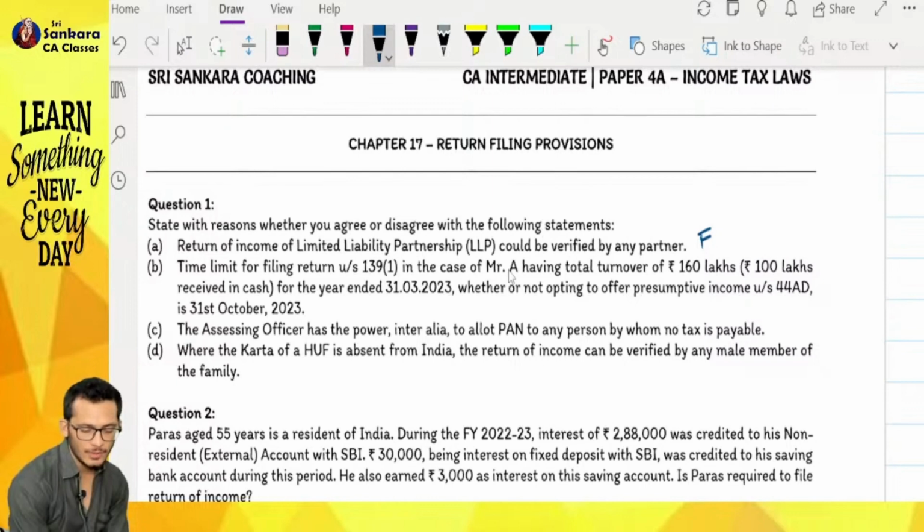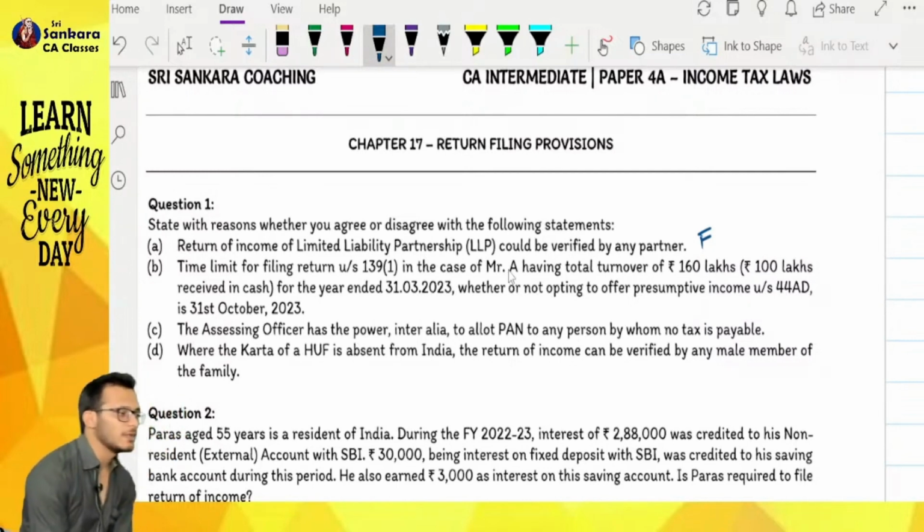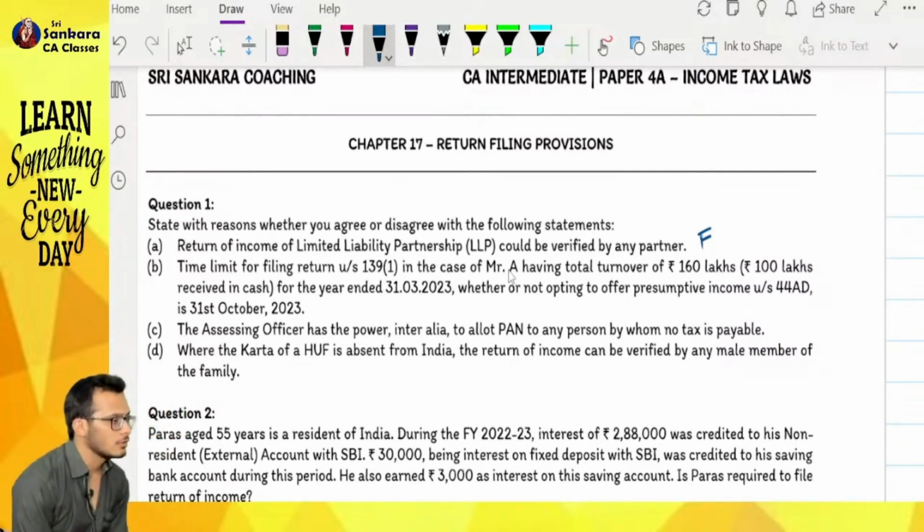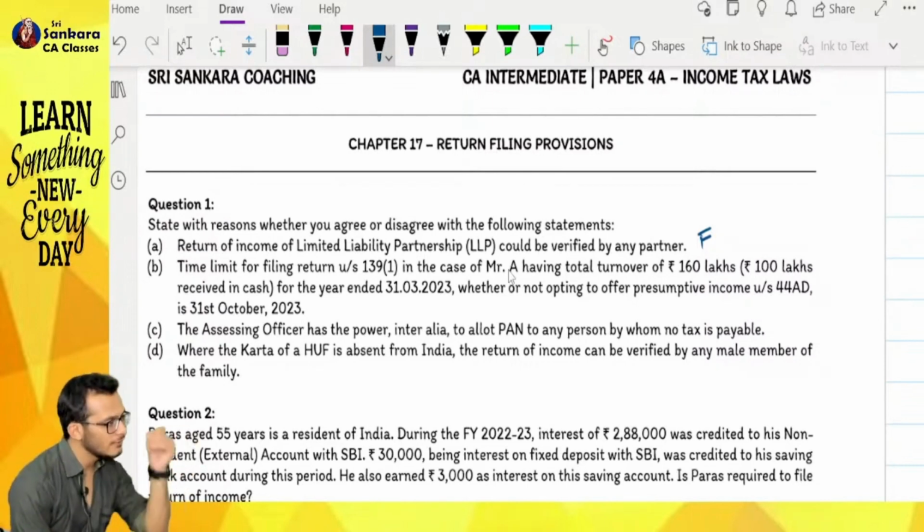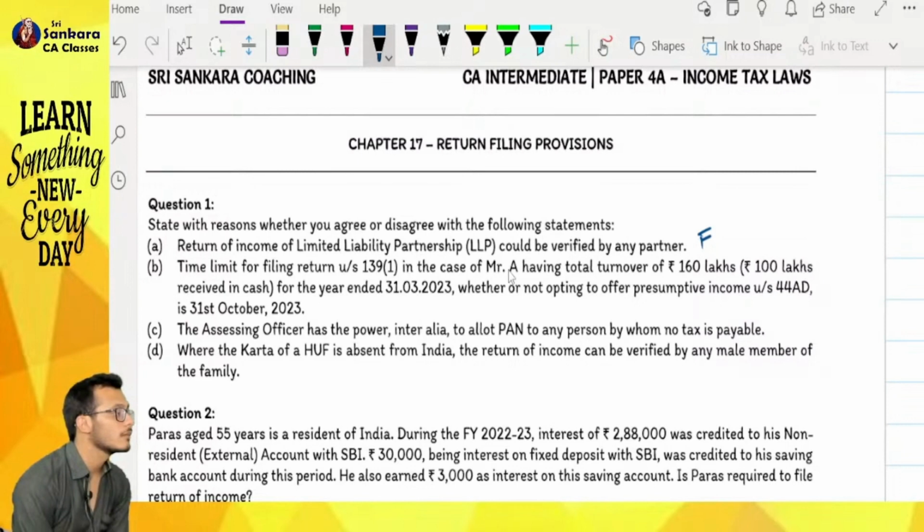Time limit for filing return of income under 139(1). In case of Mr. A, total turnover is given as 160 lakhs, 100 of which is received in cash. Whether or not opting for presumptive income, it is 31st October. True or false? The turnover of the person is less than 2 crores, and they are saying whether he chooses presumptive or not, he will always file it on 31st October. Why? If you are opting for presumptive, you are not liable for audit, in which case it is 31st July.